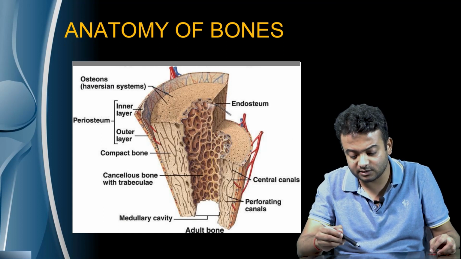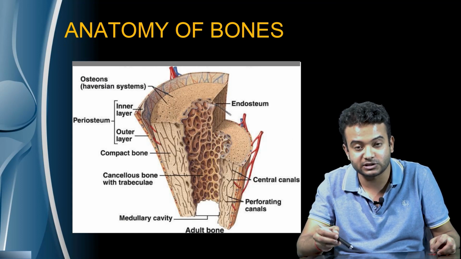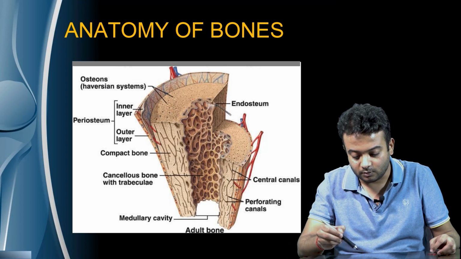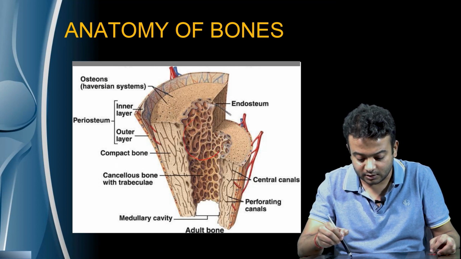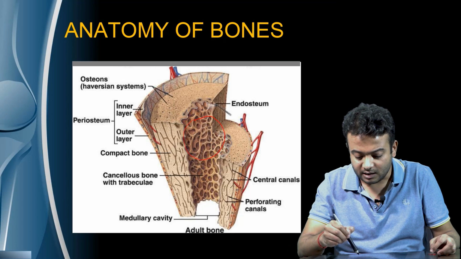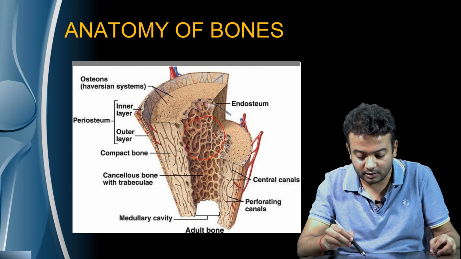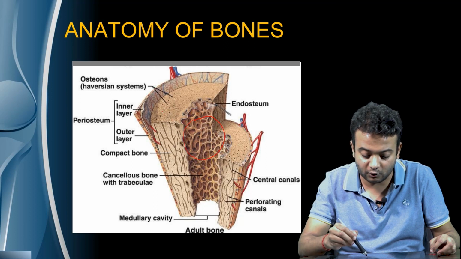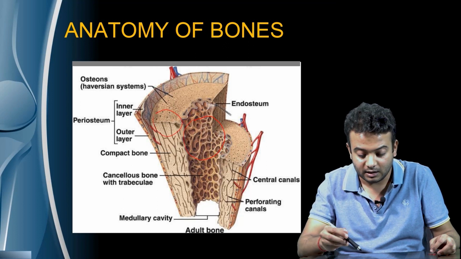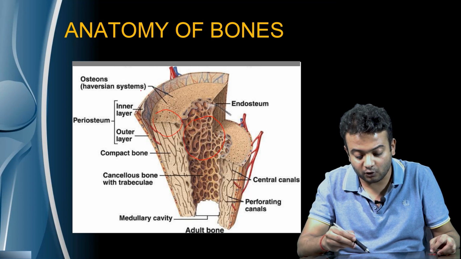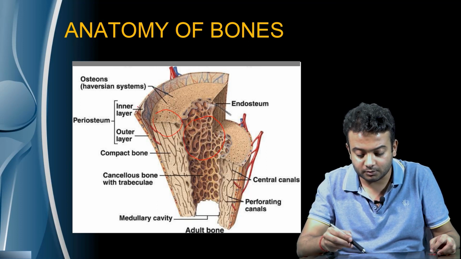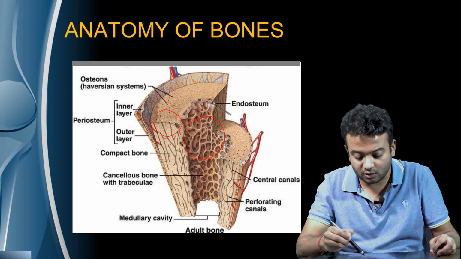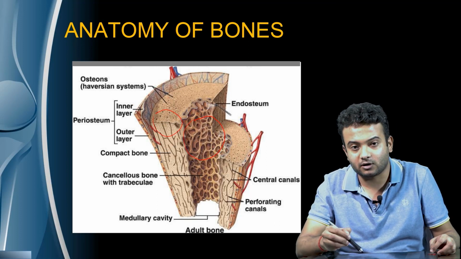So this is a schematic, a diagrammatic representation of the bone, in which the bone is comprised of the medullary cavity in the center, and then the cancellous bone with trabeculae. The outer part will be the compact bone, and the outermost covering will be the periosteal layer, which has an inner and outer layer. Even the compact bone has various osteons.